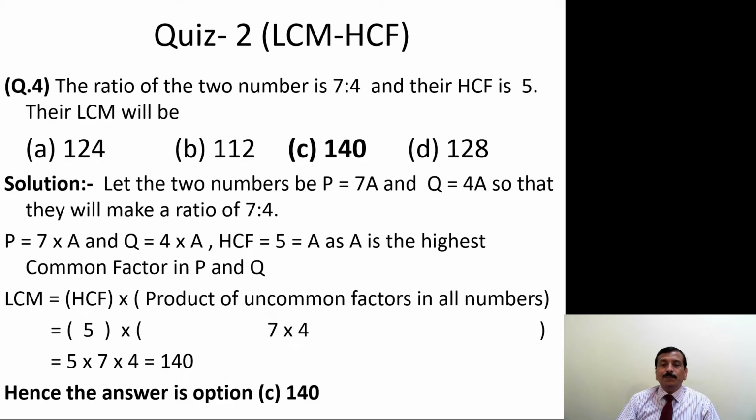See the next problem. The ratio of two numbers is 7:4. HCF is 5. Find the LCM. We can assume the numbers as P equals 7 into A, Q equals 4 into A. So the ratio is maintained.